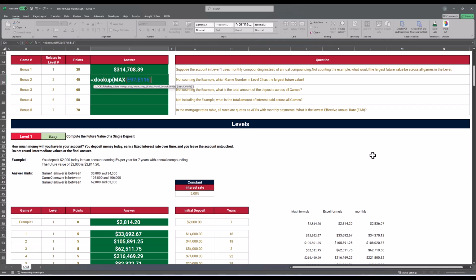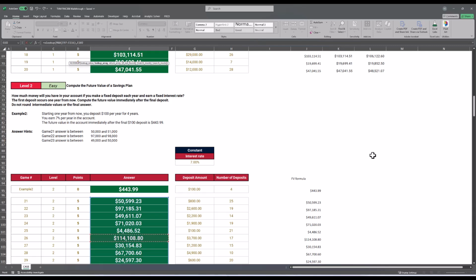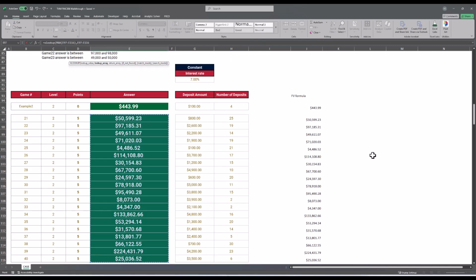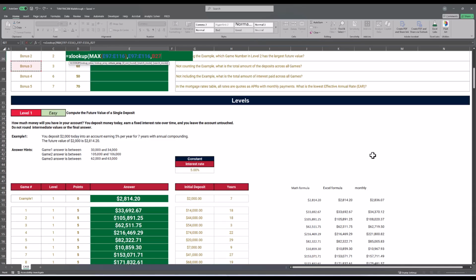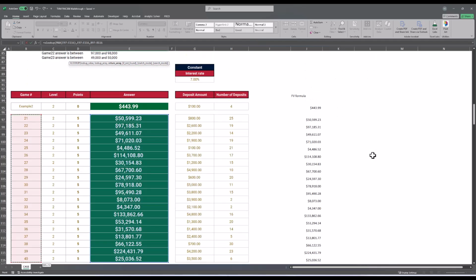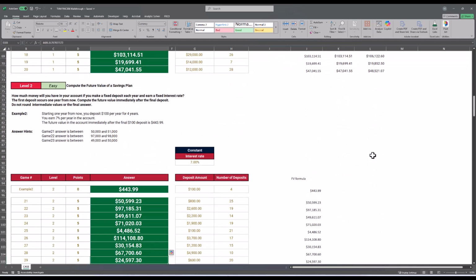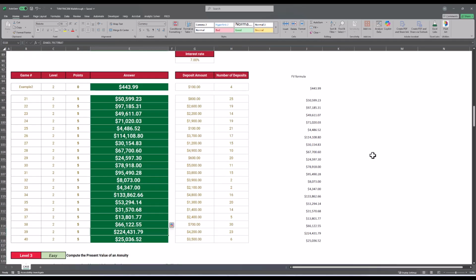So I'm going to XLOOKUP that value. We'll look in the answer blanks for that value. And we're going to return the game number column. Look at my return array. Close my parentheses, and there I have 39. Game number 39. Eyeball it. Yeah, it looks like the biggest number.